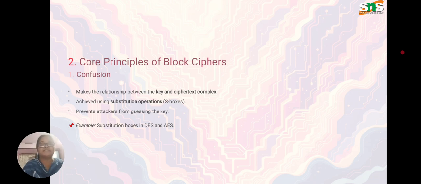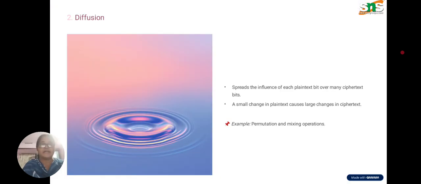So next is diffusion. In the same core principles, diffusion spreads the effect of one small change across the entire data. So if we change even one bit in the input, many bits in the output will change. This makes it very hard for attackers to analyze the pattern. This is done using permutation and mixing operations.